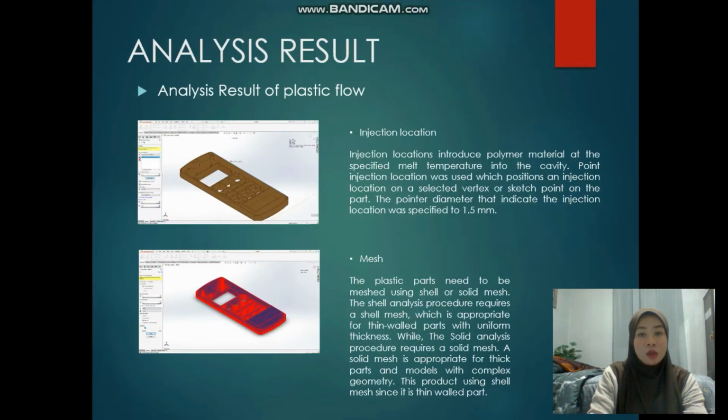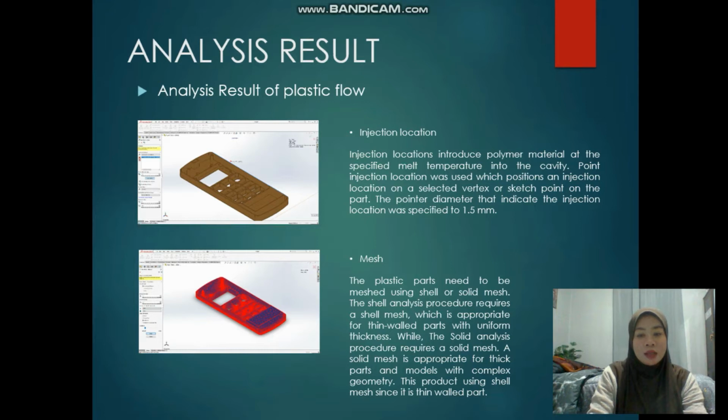Firstly is injection location. Injection location introduces polymer material at the specified melt temperature into the cavity. Point injection location was used, which positions the injection location on a selected vertex or sketch point on the part. The pointer diameter that indicates the injection location was specified to 1.5 mm.